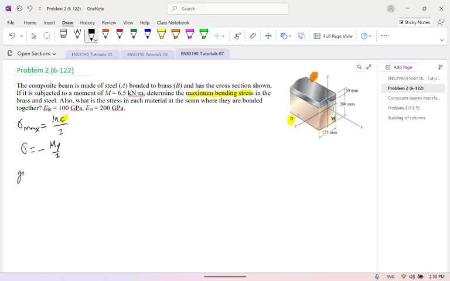We'll write down the given parameters first. The M here is 6.5 kilonewton meters. The Young's modulus of brass is equal to 100 gigapascal. The Young's modulus of steel is equal to 200 gigapascal. And of course the width of the brass is equal to the width of the steel, so that is 0.175 meter. Those are the given parameters.